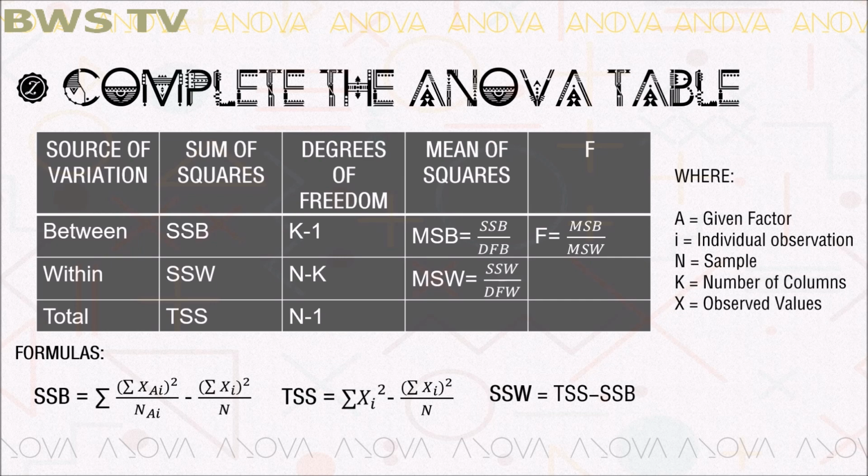To the right, you can see what the letters in the formula stand for. A, which is the given factor, I for individual observation, N for sample, K for number of columns, and X for observed values.